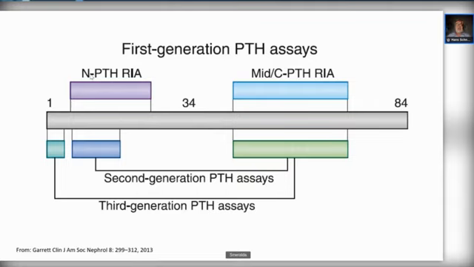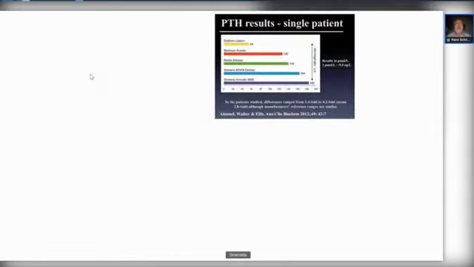And the third generation assays are differentiated from the second generation assays by having a very far N-terminal antibody that detects the first 4 to 6 amino acids. The next slide shows you the variability in patients, and you see in an individual patient as published now 10 years ago, you have this marked difference depending on which assay you use, up to 3.5-fold difference.